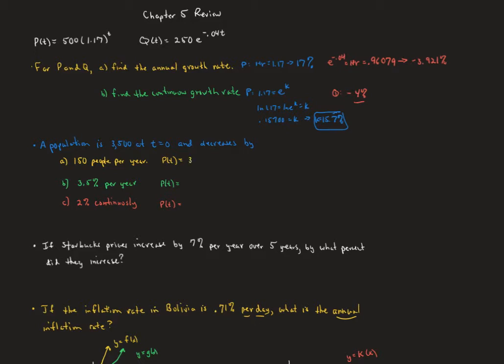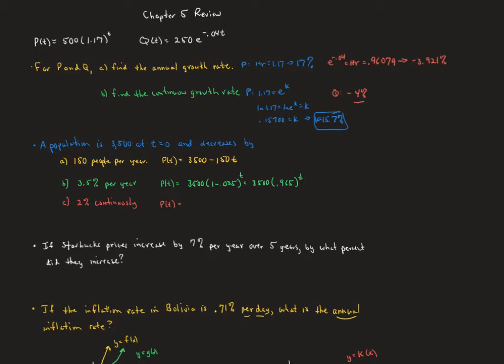And so we're going to have that 3,500 minus 150t. For the second one, it's decreasing by the 3.5% per year. So this is going to be then the 3,500, this is going to be exponential. So it'll be the 1 minus 0.035 to the t, or if you like, we can make that 3,500 times, what is 1 minus 0.035, 0.965 to the t.